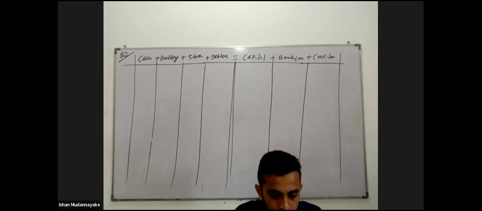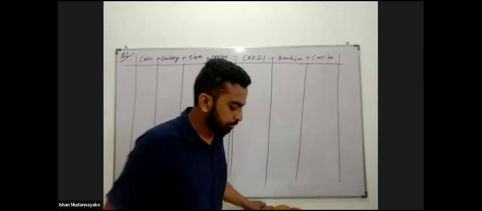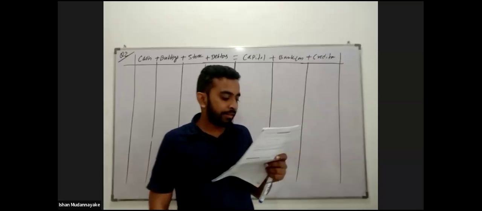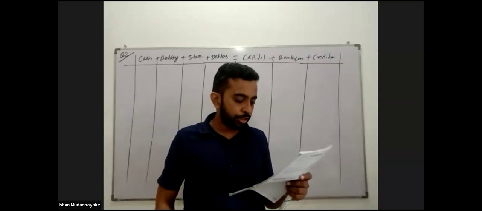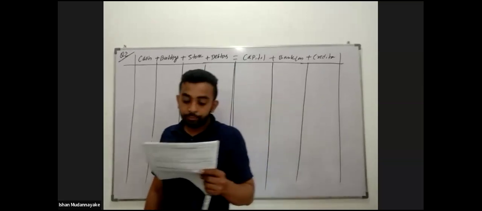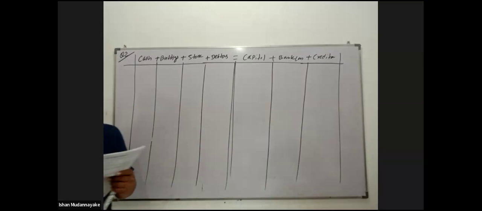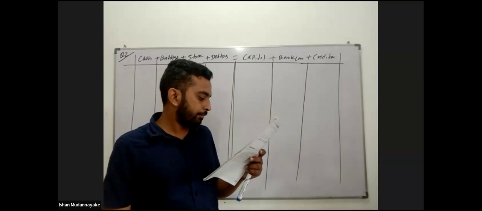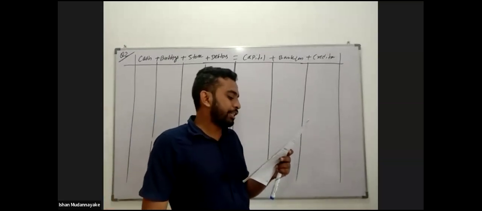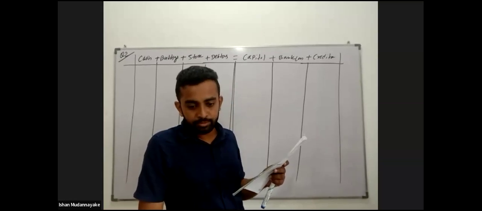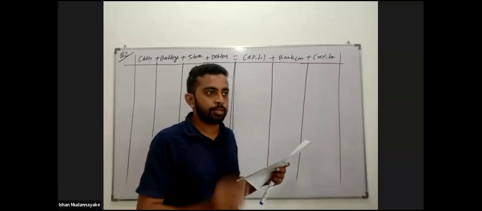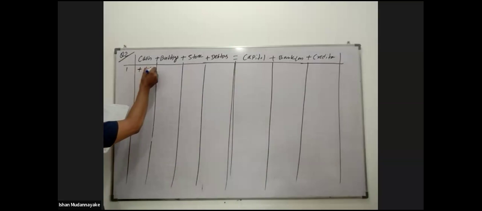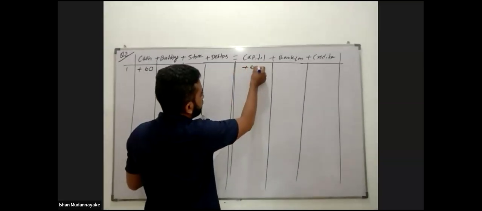Right, look at the question. Question number 2. Migara commenced a retail business on 1st January 2023. The following transactions took place during the month of January. First one, Migara invested 60,000 in cash to the business. Cash plus 60,000, cash increased by 60,000. Capital increased by 60,000.